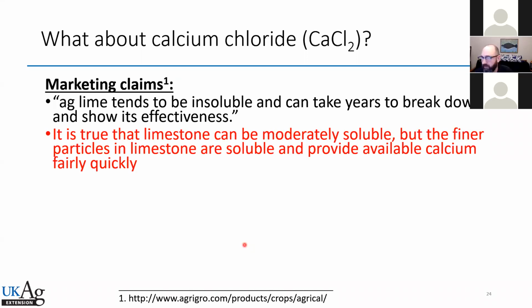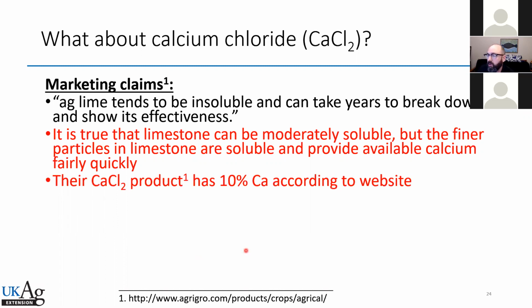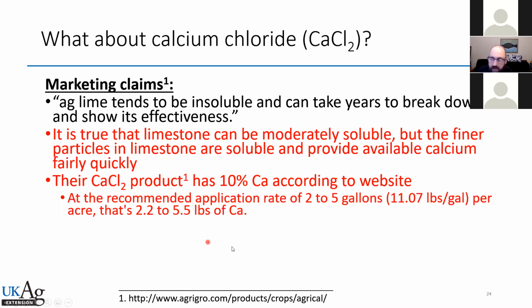there's a partial truth here. Limestone can be moderately soluble, but the finer particles in limestone are soluble and provide available calcium pretty quickly. So, even the worst ag lime has a couple 100 pounds per ton of fine particles in it, right? Just from the rock busting up. So their calcium chloride product, according to their website, is 10% calcium. They recommend a rate of 2 to 5 gallons per acre. It weighs about 11.07 pounds per gallon. So that's 2.2 to 5.5 pounds of calcium per acre that you're applying with their product at their recommended rate.